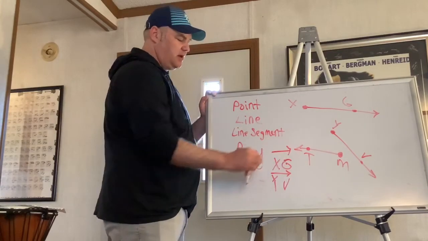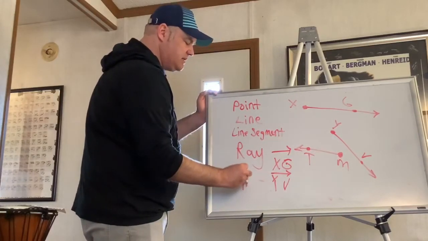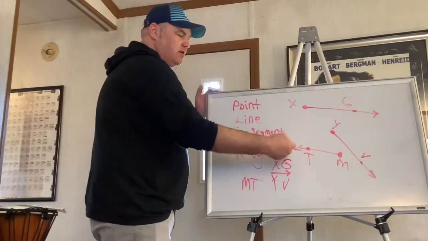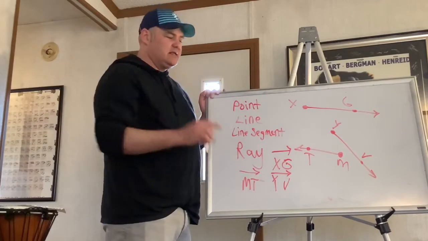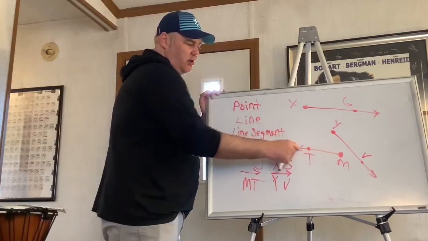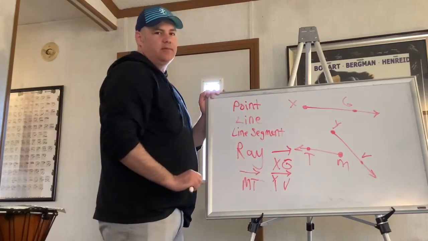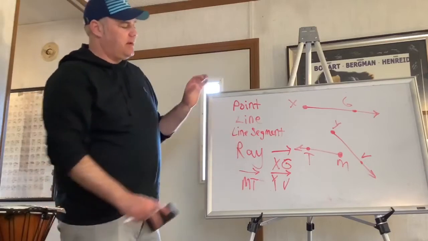Same thing with this one. It's going to be at the starting point, it's going to be MT. So you start with the starting point and go to T. And even though the ray is going to the left, you mark it to the right because you're identifying where it's starting and you're going in the direction of T. So it's MT. And you point that to the right. Okay? And so that's one of the main things about a ray.